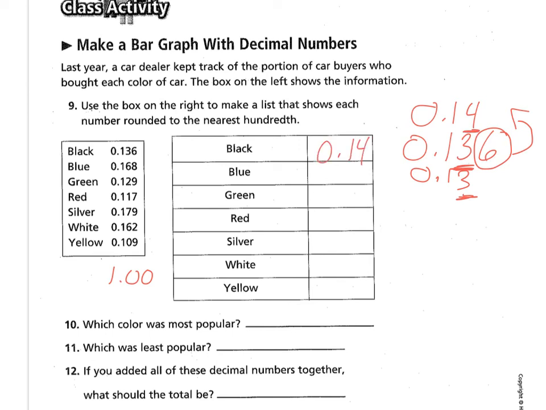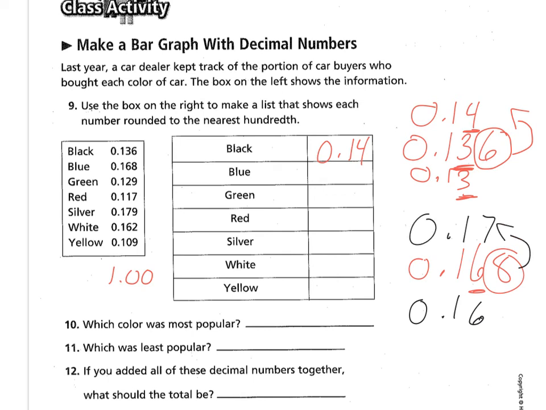The blue cars, it says 0 and 168 thousandths. Again, I underline the hundredths place, circle the thousandths, and if it were to round down, that would stay the same, and the hundredths place would go up by 1 if it rounded up to the nearest hundredth. And in this case, yes, it does again. It rounds up. So the portion of people who bought blue cars was 17 hundredths.